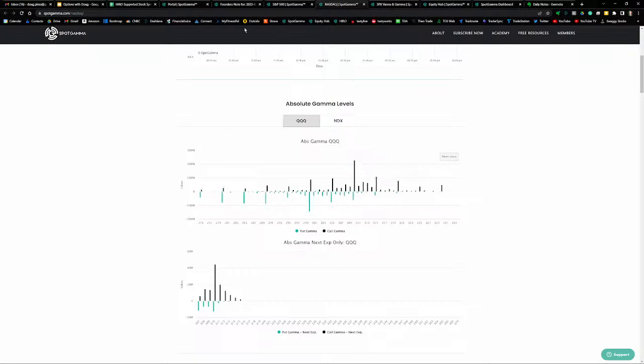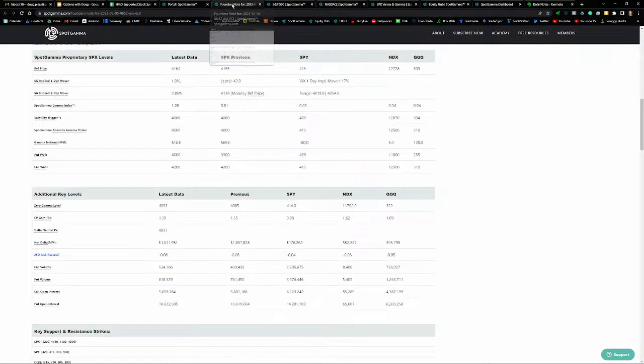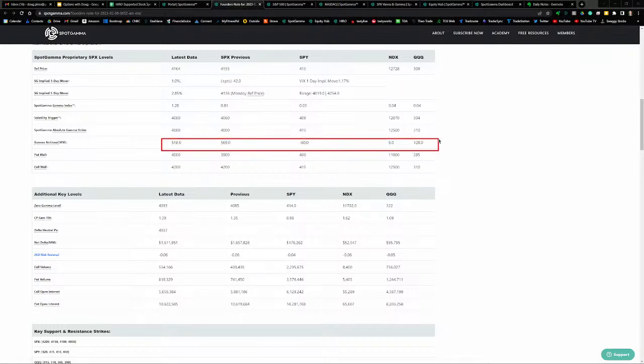All right, let's take a look at data now. And what I want to take a look at is this gamma notional. And this is market maker's position on the gamma curve. And this is SPX on the left here, SPY in the middle, and QQQ on the right. And what this is showing again is market maker's position on the gamma curve. And it's important to note whether the gamma notional is positive or negative.